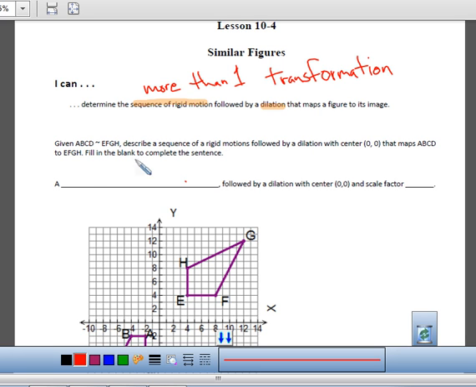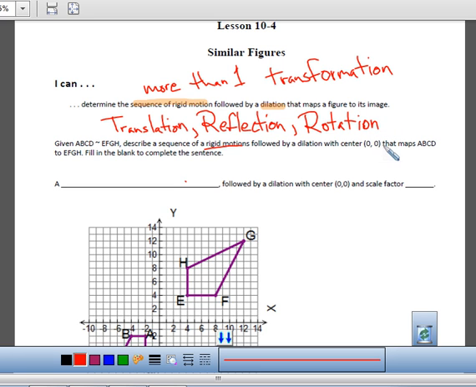topic 9. Alright, so given ABCD is similar to EFGH, describe a sequence of rigid motions followed by a dilation with a center at 0, 0. The first thing that's going to happen is, remember we have 3 to choose from when we were talking about the rigid motions. Those were translation, reflection, and rotation. So you've got to decide what is happening to move the figure to the new location. Then after we decide which of these 3 is taking place, we're going to figure out the dilation.